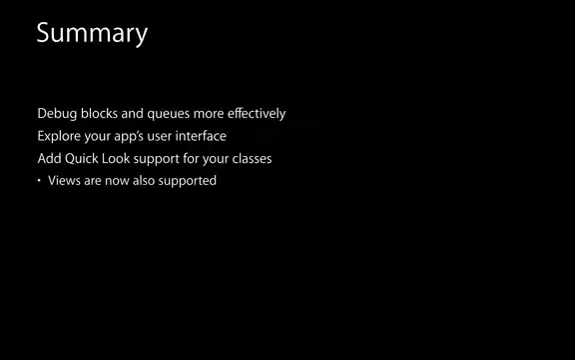Okay. So, what have we seen today? We've seen Hanming show us how we can very easily and more effectively debug queues and blocks with the new queue debugging feature. And then Troy showed us how we can more effectively explore our application's view hierarchy. I've used this very effectively myself several times. It's been very helpful. And then I showed you how to add quick look previews for your own custom classes. And remember, you can also now preview any view.